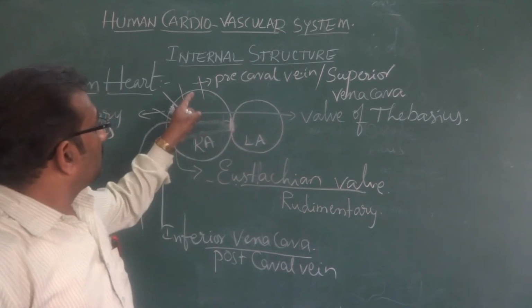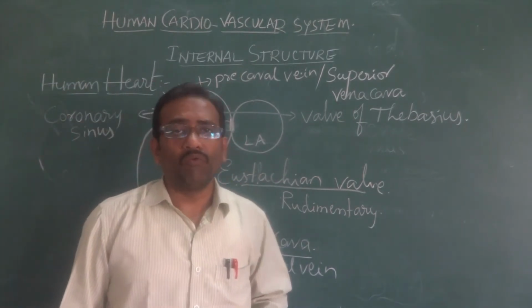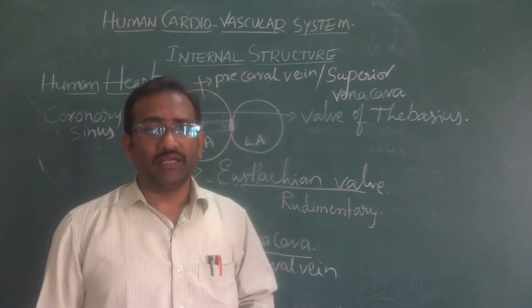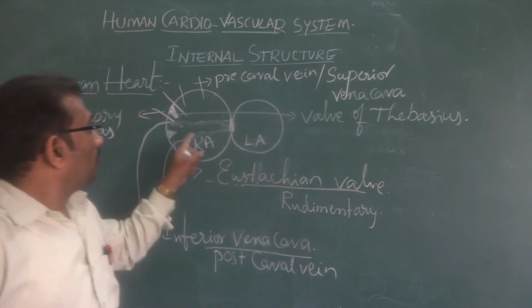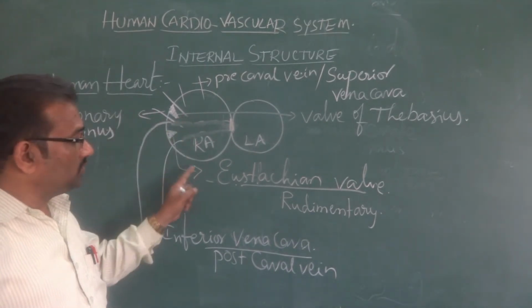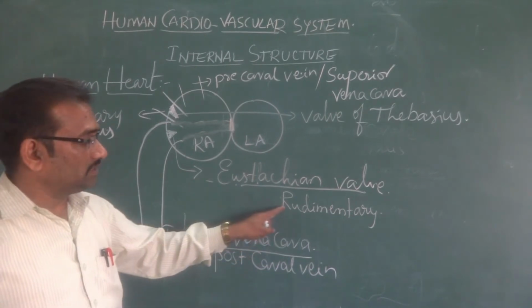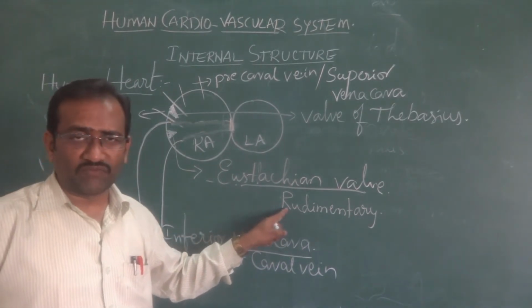And lastly, the precaval vein, the superior vena cava: there are no valves present in the superior vena cava. So, the valve of Thebesius is in the coronary sinus, and the Eustachian valve is in the postcaval vein. In adults, it is rudimentary and non-functional.